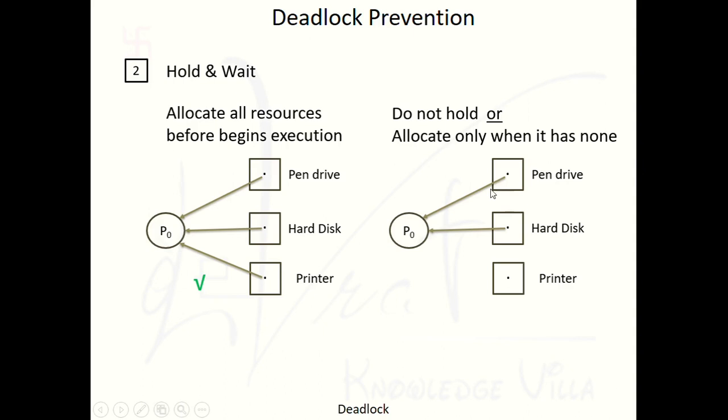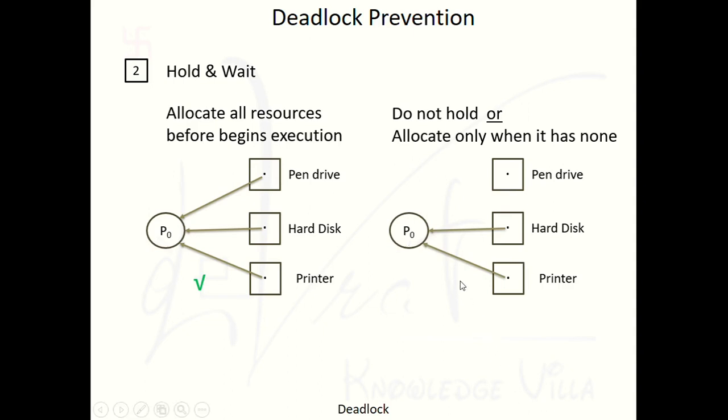But right now P0 has a pen drive and hard disk. So first P0 has to release these two resources, and then P0 can put a request for the hard disk and printer. Right now there is no need of the USB pen drive because the data is already copied from the USB pen drive to the hard disk. So right now P0 requires only the hard disk for fetching the updated data, and then P0 can print the report. So next the system will allocate the hard disk and printer to process P0.